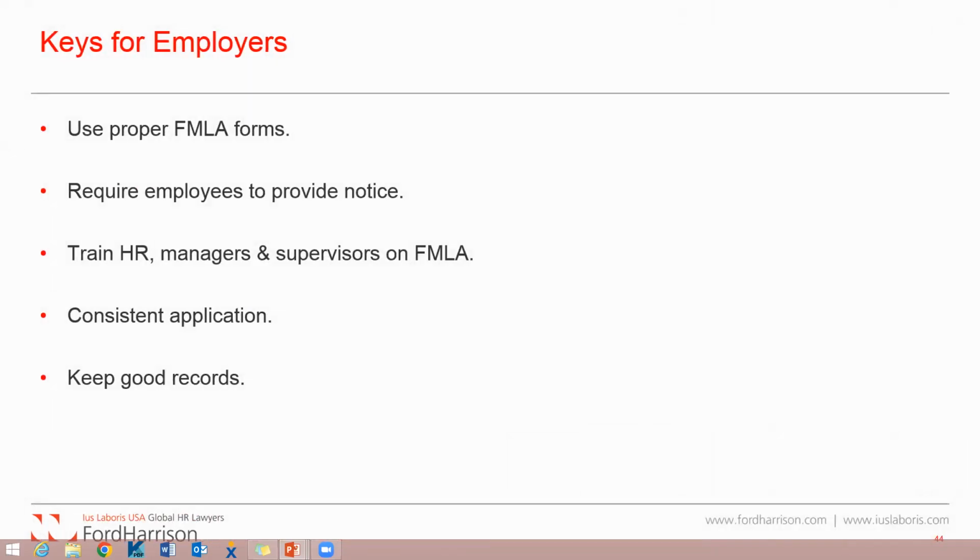So again, keys for the employers: you want to be sure that you're using proper FMLA forms. You want to get those from an attorney. Some of those are also available with the Department of Labor. You want to require employees to provide notice. And again, the biggest thing that you could possibly do to be in compliance with FMLA is to train your HR managers and supervisors on the FMLA, because then that'll lead to you having consistent application and keeping proper records.